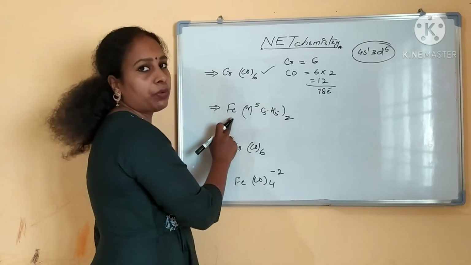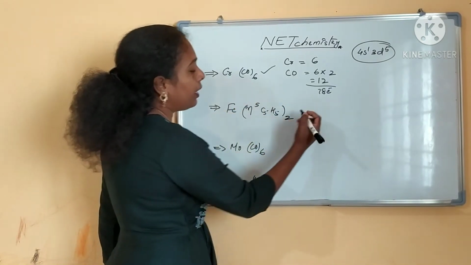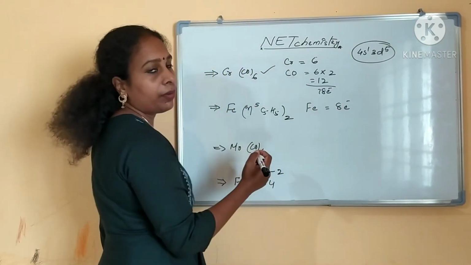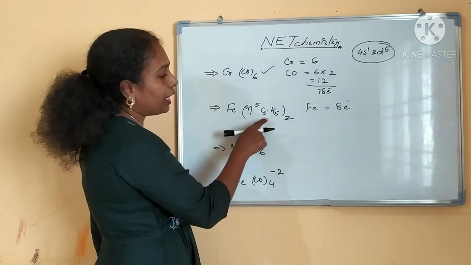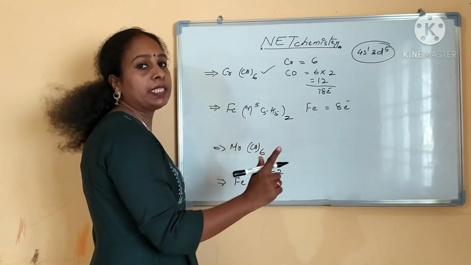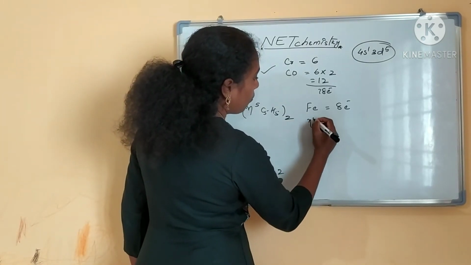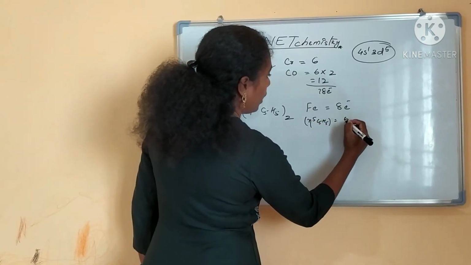In the same way, find out for Fe(eta 5-C5H5)2. Iron has 8 outer electrons, 4s2 3d6. Then how many electrons are donated by C5H5? The hapticity is 5, so it donates 5 electrons. Since it is eta 5, I am taking 5, and 5 into 2.